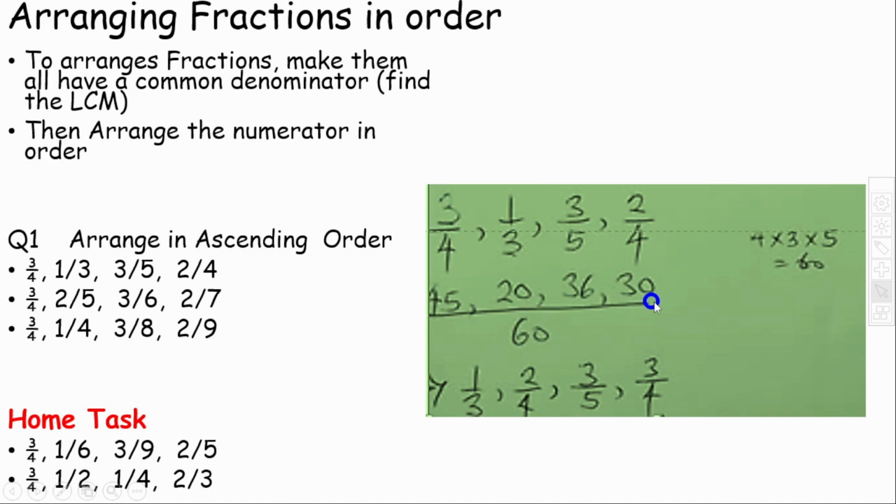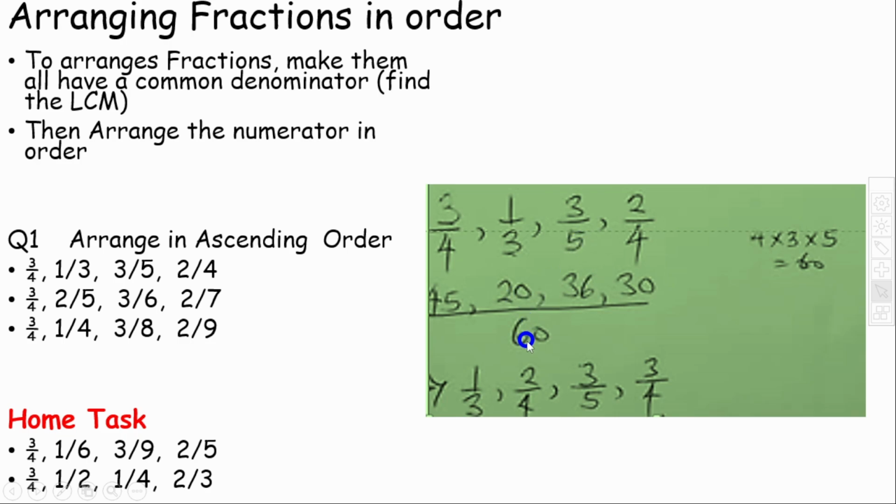You draw a line. You now write 60 underneath. Then you ask yourself, how many 4 can we find in 60? You can find 15. 15 times 3 is 45. How many 3 can you find in 60? 3 times 20 gives us 60. So it's 20. 20 times 1 is 20.